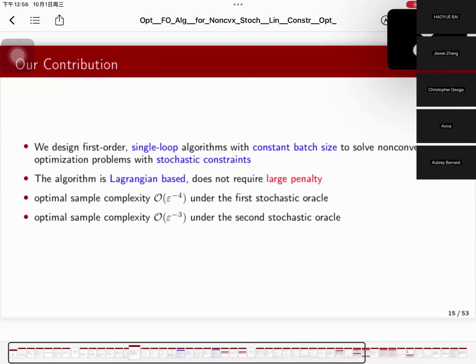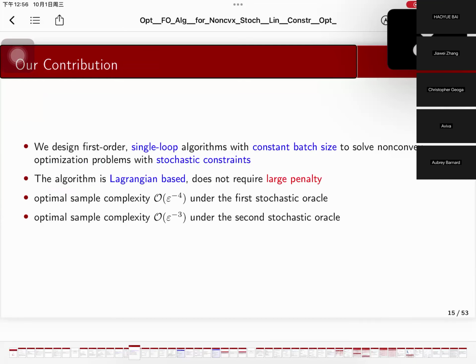Okay, so here is our contribution. We design single loop first order algorithms for solving stochastic constraint optimization problems. Our algorithm is single loop, and we only have a constant batch size. It means that at any iteration, we only need constantly many samples. This algorithm is based on the augmented Lagrange method, so we don't need a penalty parameter going to infinity. So this is the contribution.